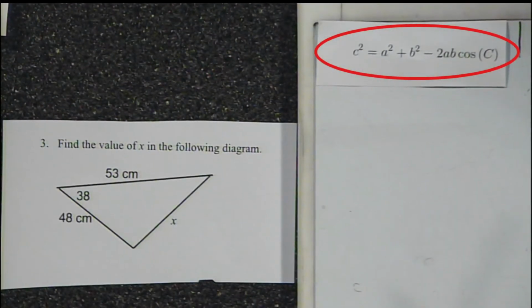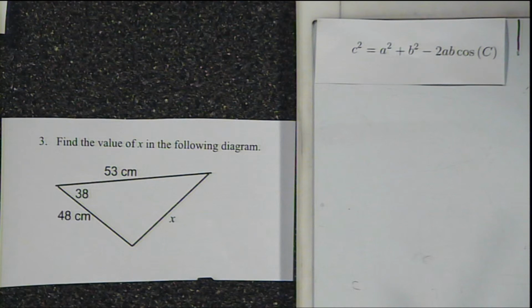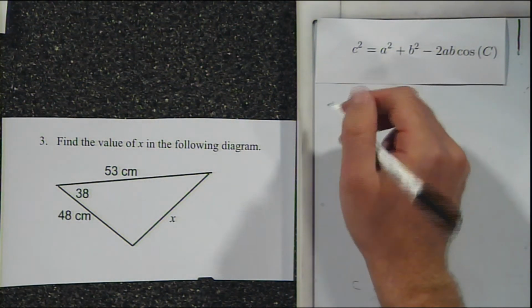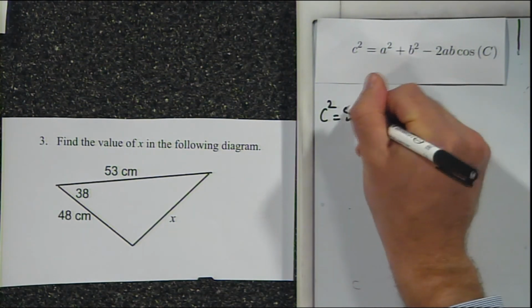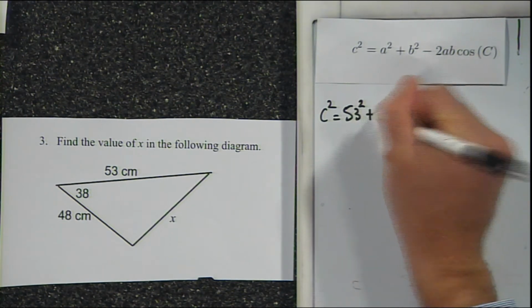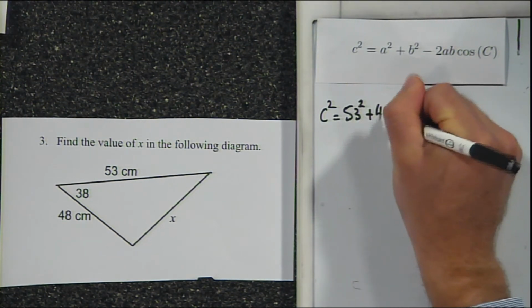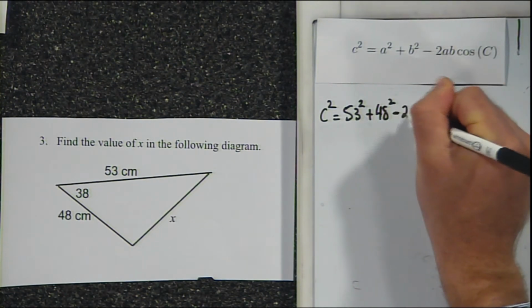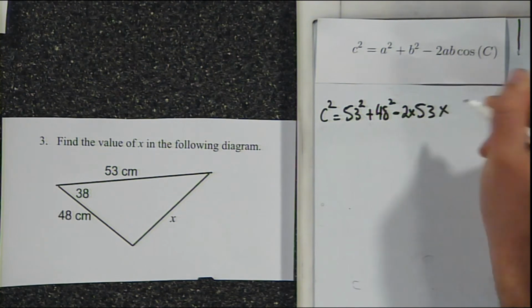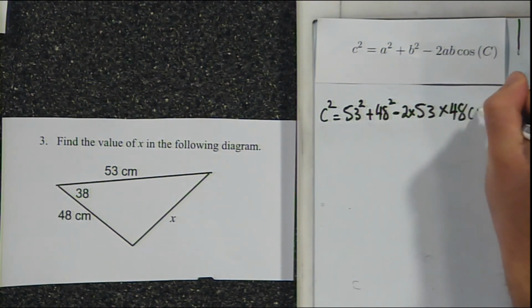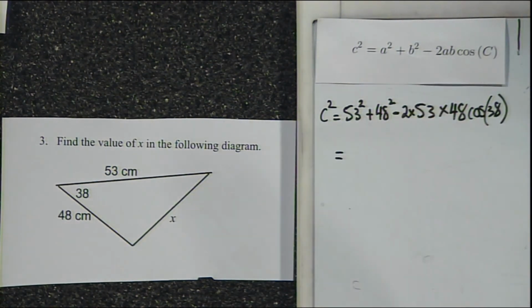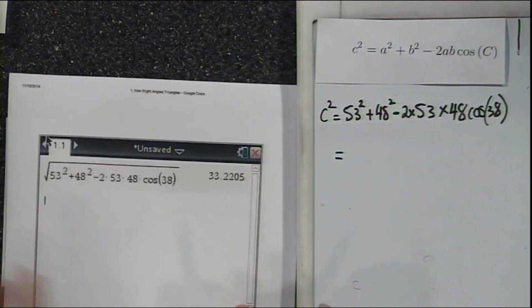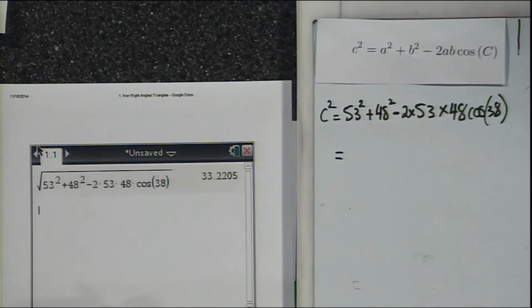In example 3, we've got two side lengths and the angle in between, so this is a case for the cosine rule. Because we're looking for a side length, we're going to use this form of the cosine rule. Plugging in the information, we've got c squared equals a squared, and it doesn't matter which one we call a, so we'll make 53 the value for a, so 53 squared plus 48 squared minus 2 times 53 times 48 cosine of 38 degrees. All we need to do is plug that straight into the calculator. There's no ambiguous case of the cosine rule, so we can be very confident that our answer will be 33.22 centimetres.